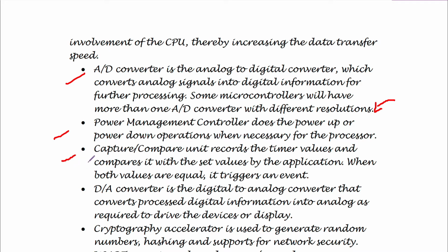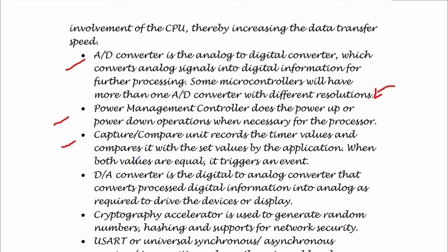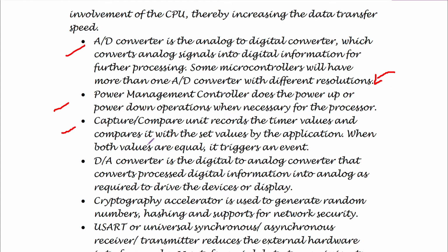Capture compare units are available that compare the timer values with a set value by the application. Whenever both the values are equal, it triggers an event. So we have done capture compare unit in detail in unit 1 when we were studying PCA timer. So you can refer to the lecture if you want to know more about capture compare modules.